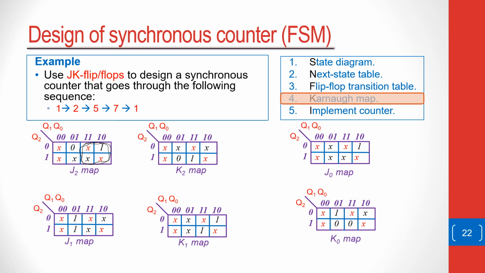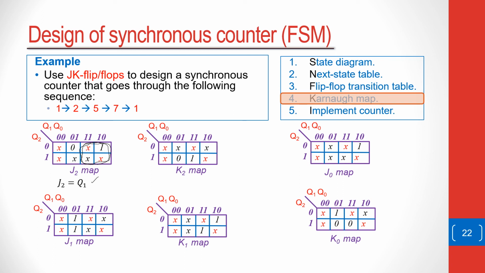And we can see in this group that as you move up and down, Q2 changes, so Q2 will not be part of the sum of products. And then as you move across, you see that only Q1 remains high. This means therefore that J2 will remain with Q1. So our equation for the J2 input will be simply Q1. And then we look at the next map, which is K2.